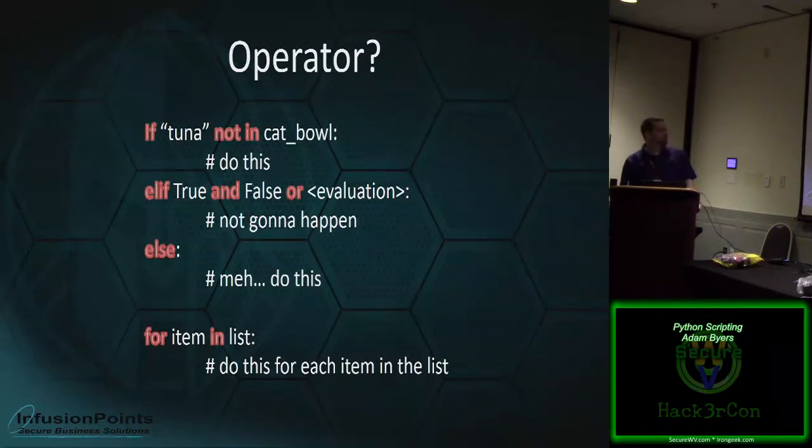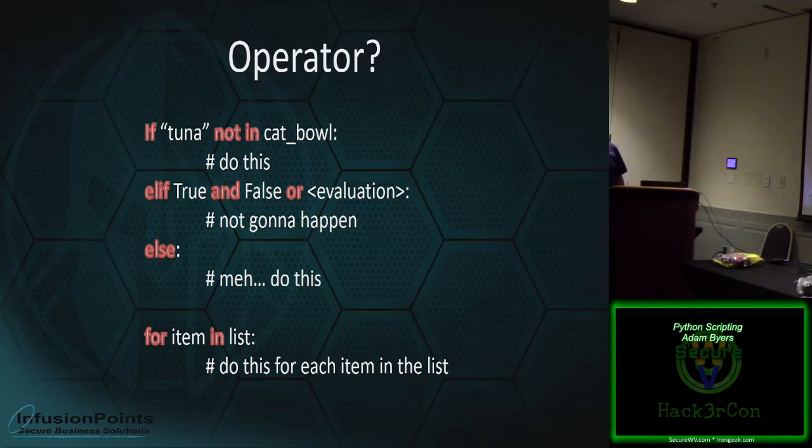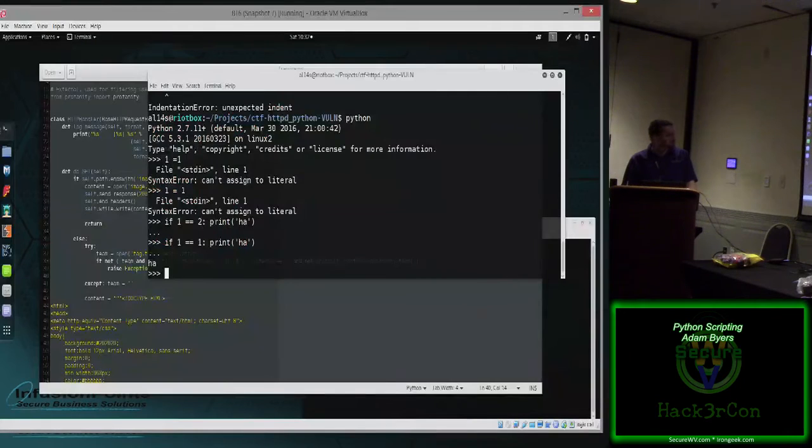Okay, operators. You'll find these in any language. They're essential, but this is how you use them in Python, and this is the structure for it. So, if tuna not in cat bowl, so say cat bowl is a list of items that are inside the cat bowl. That's one way that you can check against a list. Does that make sense?